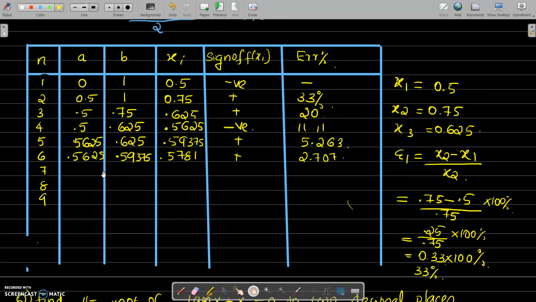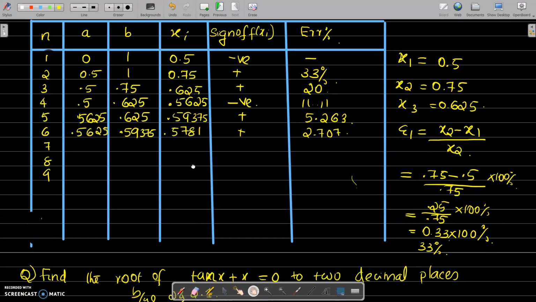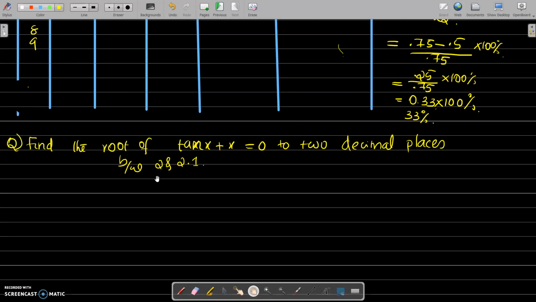These are the approximate values up to the 6th step, and if you have time then you can do more steps. Up to that error percentage, actually, it will come on the 12th iteration. I'm not doing up to that. So, moving on to the next question. This is homework for you.